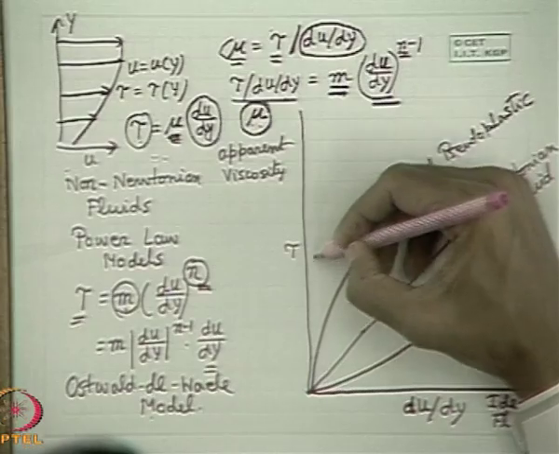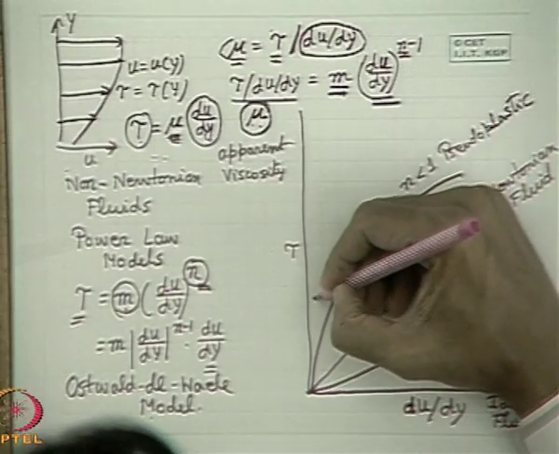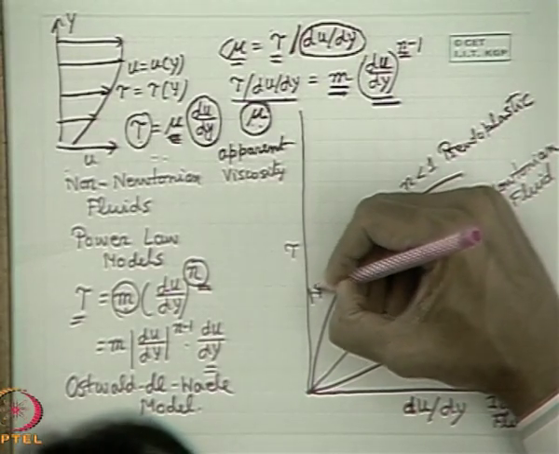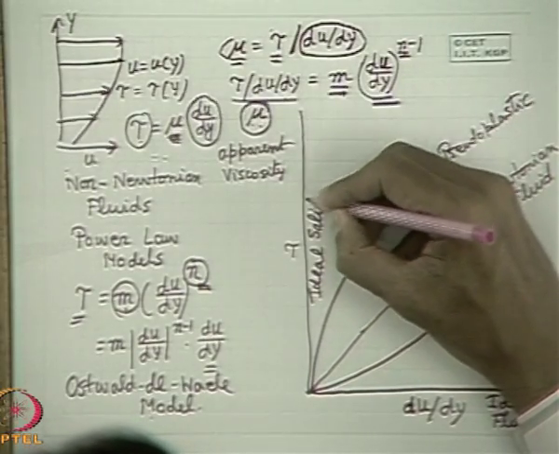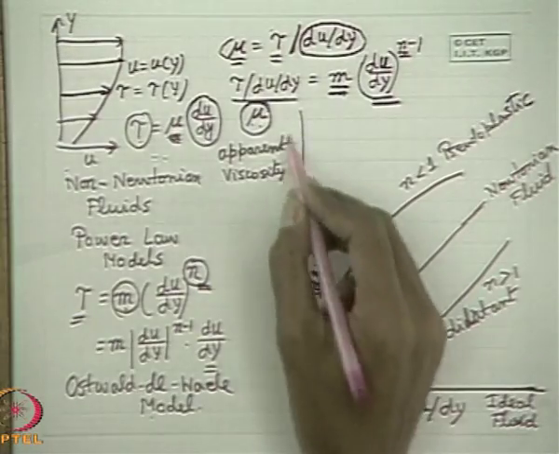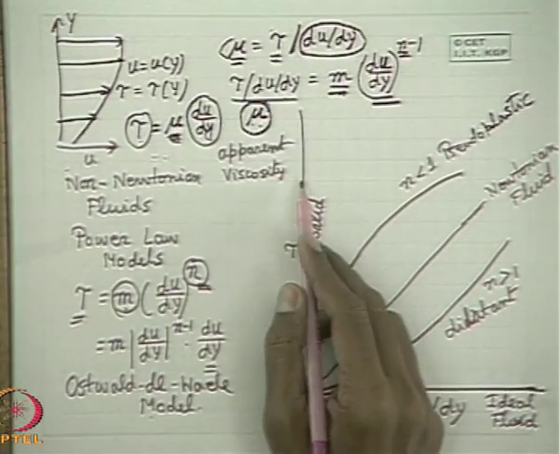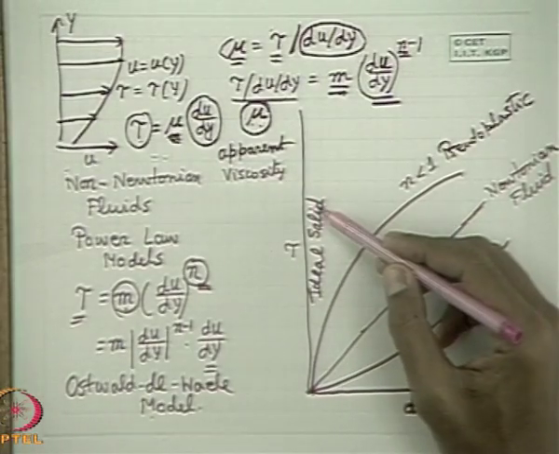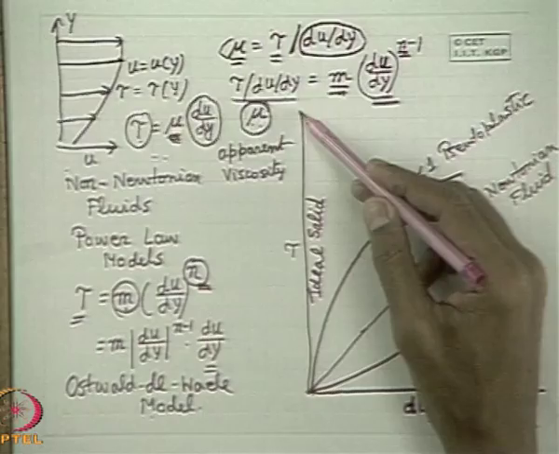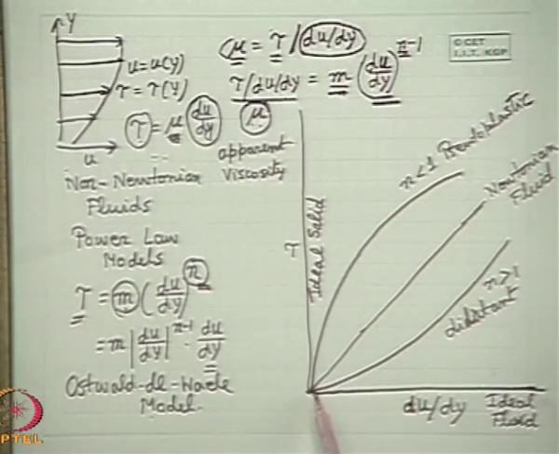Similarly, the ordinate represents ideal solid. Obviously you know from your earlier knowledge that an ideal solid is a solid where, even if you increase the stress to a very high value, there will be no deformation. This is the ideal solid concept. So the ordinate represents the ideal solid and the abscissa represents the ideal fluid.